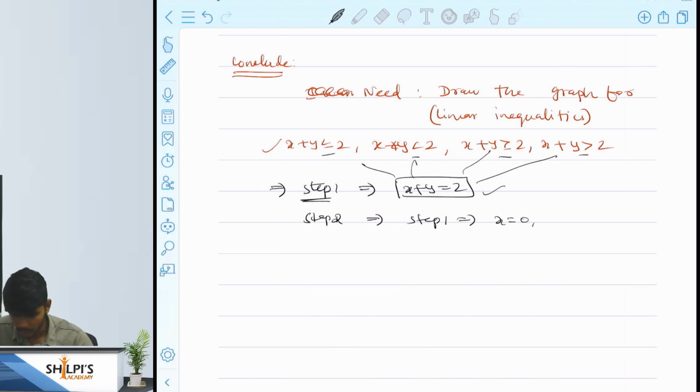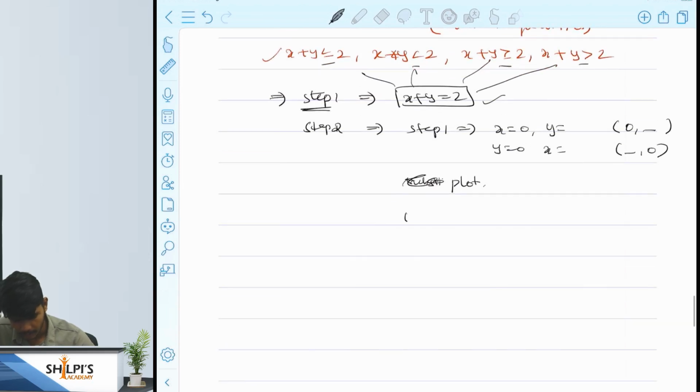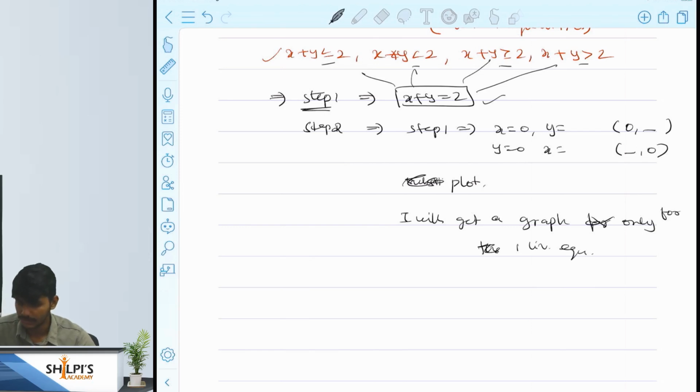Put x equal to 0, I will get the value of y. Put y equal to 0, I will get the value for x, and I will construct 2 points like this. I will plot these 2 points and I will get a graph only for the linear equation, not the linear inequality, in step 2.